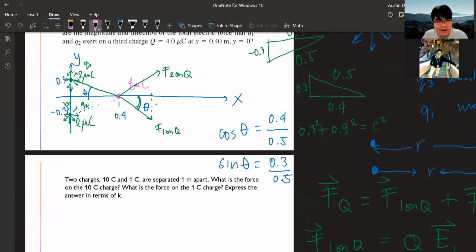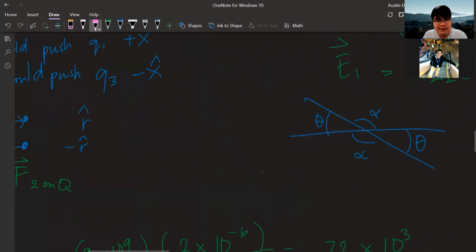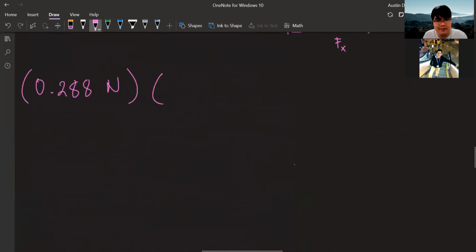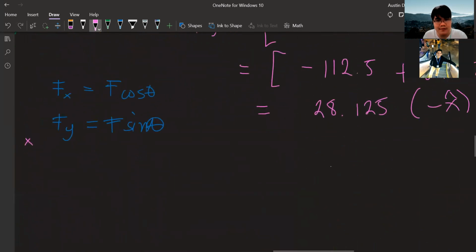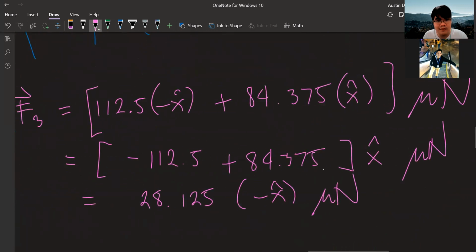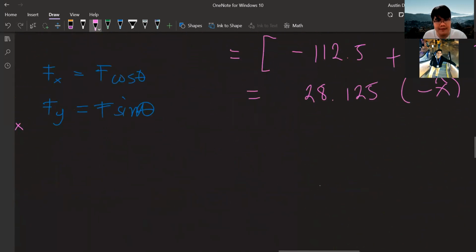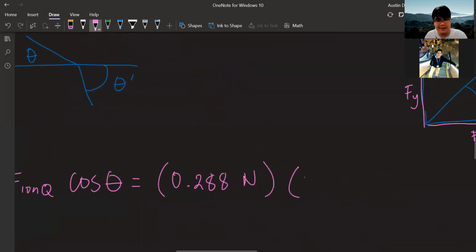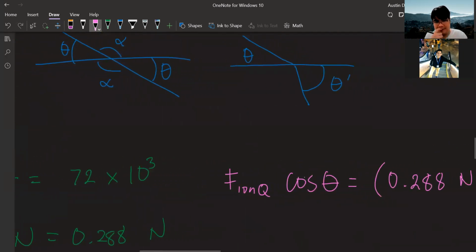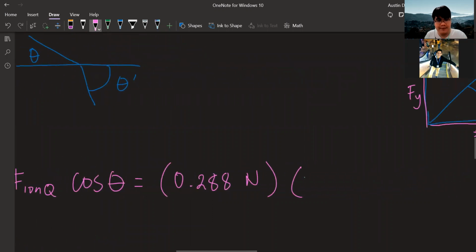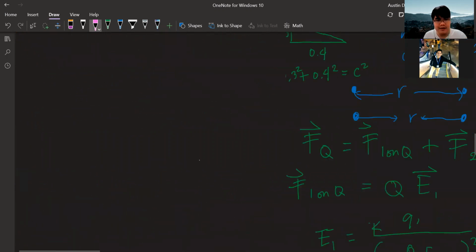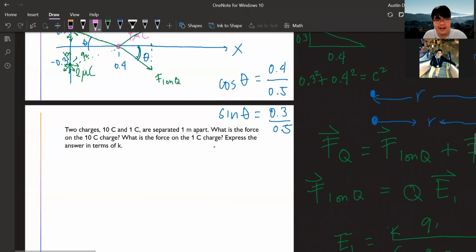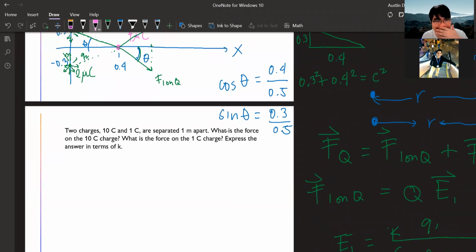Sir, ba't ganun gagamitin nyo? Eh, di ba naka-negative dapat to? Okay. So, try mo. Try natin. Nawala ako. Where am I? Ayan. Going back. Nakalimutan ko yung mga numbers. Sorry. Okay.